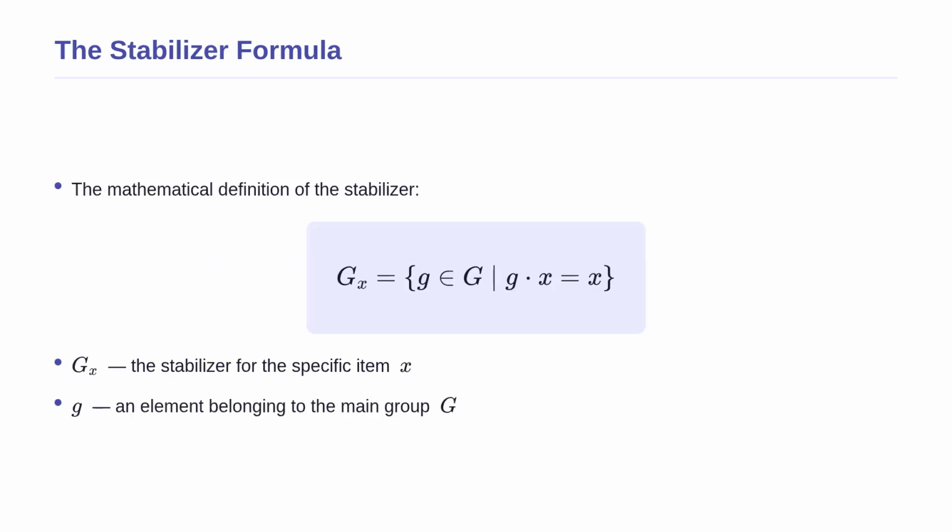Now that we understand what a stabilizer is conceptually, let us look at its mathematical definition. This formula tells us exactly how to find it. We read this as G sub x is the set of all elements g in the group G such that applying action g to item x gives exactly x back. Conceptually, we are building a collection of actions. If an action leaves our chosen item x completely unchanged, it earns a spot in this collection. If the action moves x, it is left out. As you choose different items in your set, the specific actions that satisfy this equation will change.